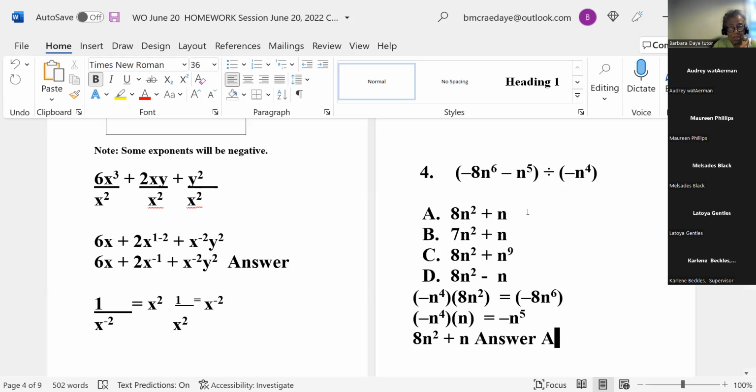Yeah. What you do is, if you're dividing a monomial into the polynomial, you take this and find the factor that multiplies by this to give you the first term. Then also find the one that gives you the second term. And then you put them together and you have your answer. There's your 8n to the second, that's your first factor. And then n is your second factor. So 8n to the second plus n is your answer. And that matches A.